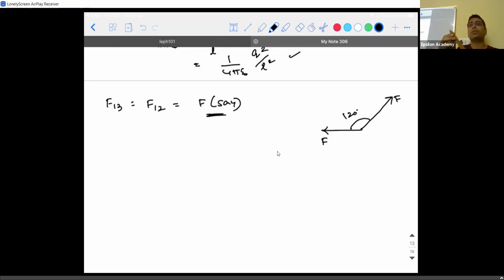I've seen people making a mistake of taking it as 60. Don't make that mistake, the reason being cos 60 and cos 120 are not the same. Cos 60 is half, cos 120 is minus half. Your answer will completely change. So please be careful with it, okay?